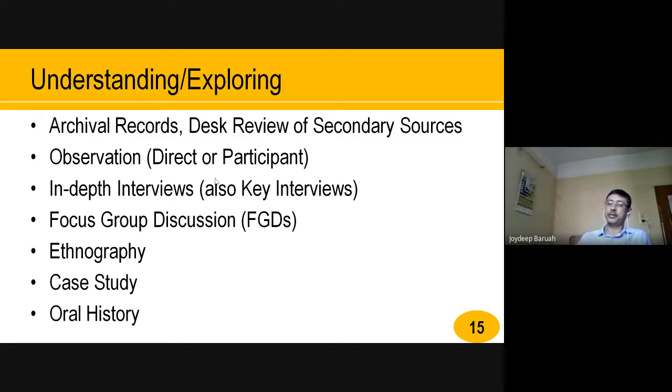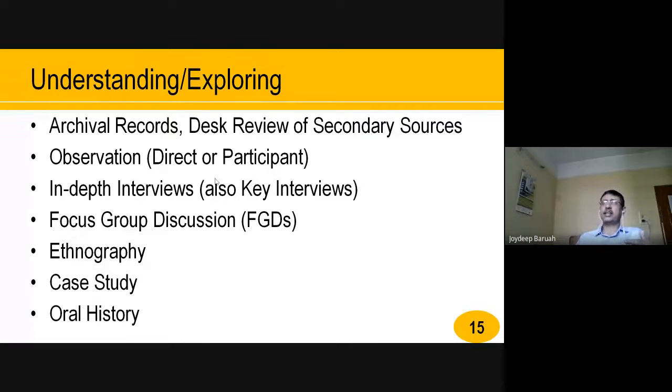Or you can stay for a longer period of time, a part of the cultural setting. You try to be normalized in the cultural and social setting, and try to see for yourself the meaning of the things within that setting. So it becomes ethnography. You look for certain cases, and then you study the cases in detail, so it becomes a case study. Or you can talk to people about their past to understand the present, so that becomes oral history.